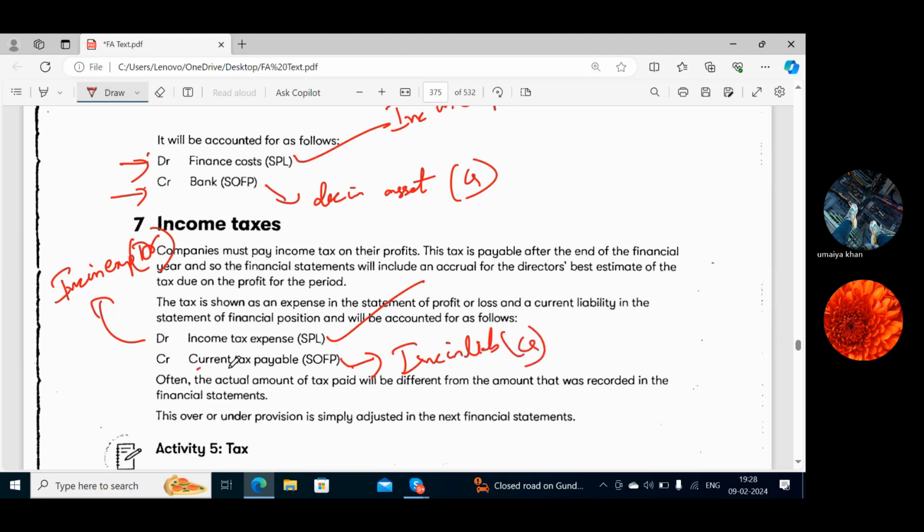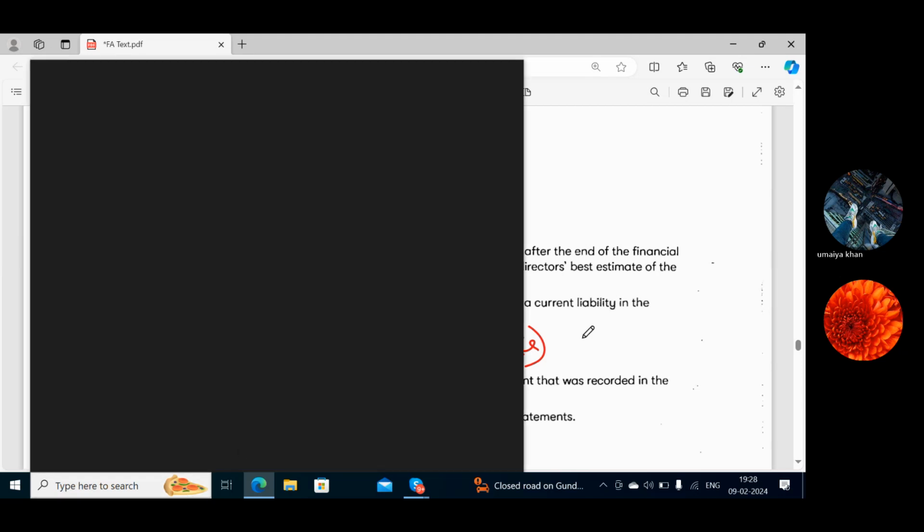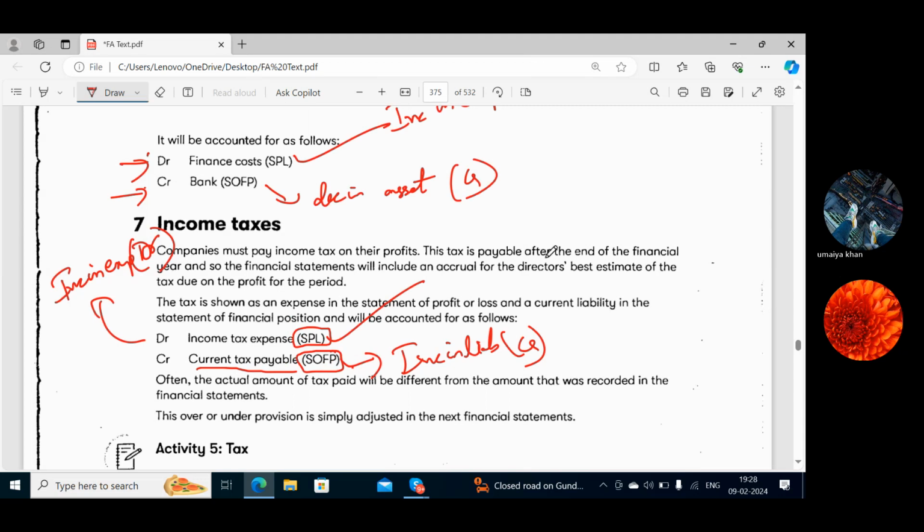Current tax payable is the liability for you, and liabilities are always shown in the SOFP, statement of financial position, and expenses are always shown in the statement of profit or loss. Okay. Companies must pay income tax on their profits every year. This tax is payable after the end of the financial year.